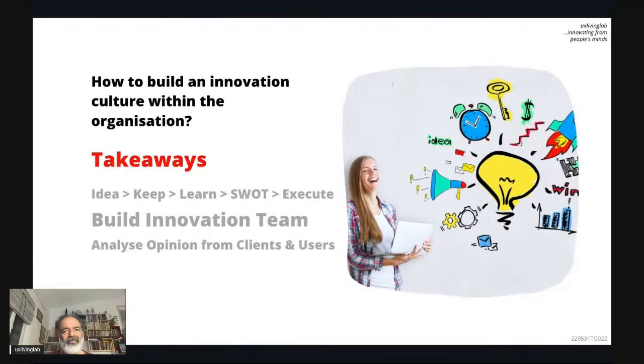For today's takeaways: how to build an innovation culture within the organization. The takeaways are: when an idea comes to your mind, keep it, learn it, do the SWOT analysis with an expert, execute. Those are the steps you have to follow. For that, you have to build the innovation team. Then, with the experts from the innovation team, you have to analyze your clients and users. You have to go to the market. You have to go to the client.